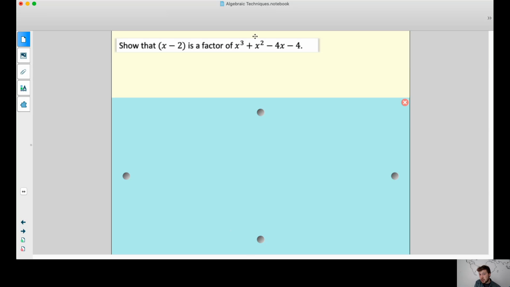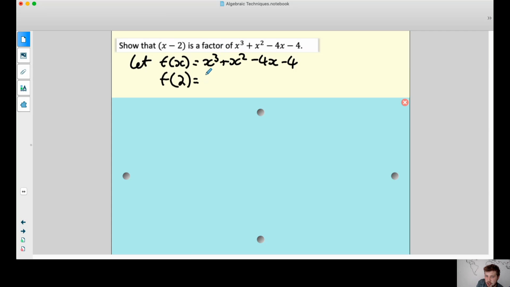So the questions will typically be shown like this. It will say, show that x minus 2 is a factor of x cubed plus x squared minus 4x minus 4. What we have to do is let my f of x, so my function, be equal to x cubed plus x squared minus 4x minus 4. The value of x that I'm going to substitute: if it's x minus 2, to make that equal to 0, my x value would have to be equal to 2.